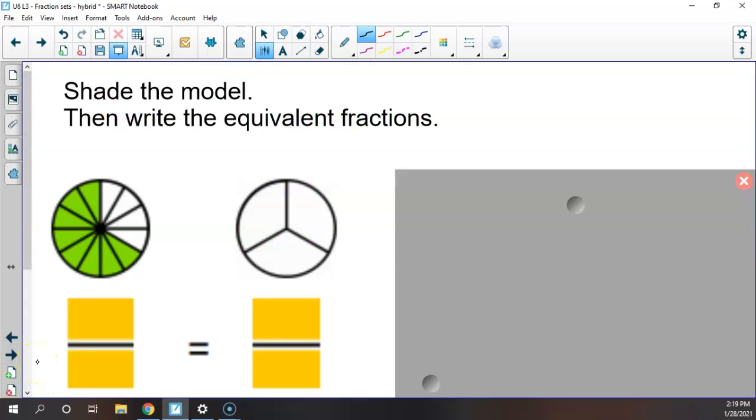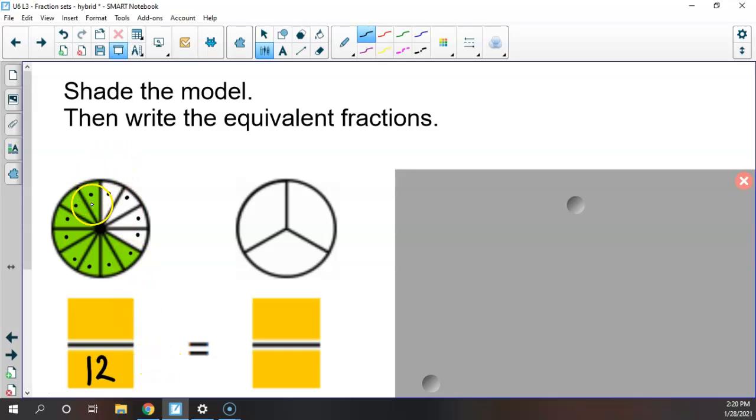All right, so first let's review a little bit about our equivalent fractions from yesterday. Here we have two pictures. One is shaded, and our job is to shade the other model to be an equivalent fraction to the first one. So if I'm looking at this first one, I'm going to go ahead and count how many sections there are. 1, 2, 3, 4, 5, 6, 7, 8, 9, 10, 11, 12. So that is my denominator, the bottom number. This is how many make up the whole. 12 slices of this pizza would make a whole.